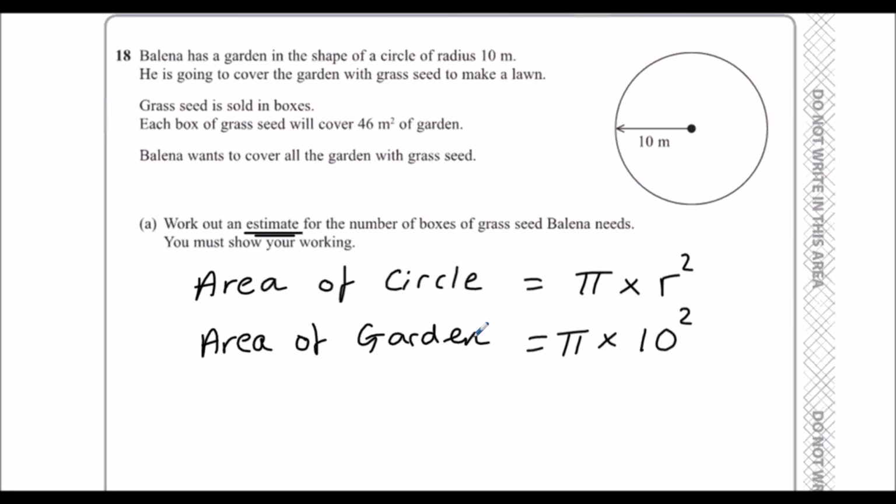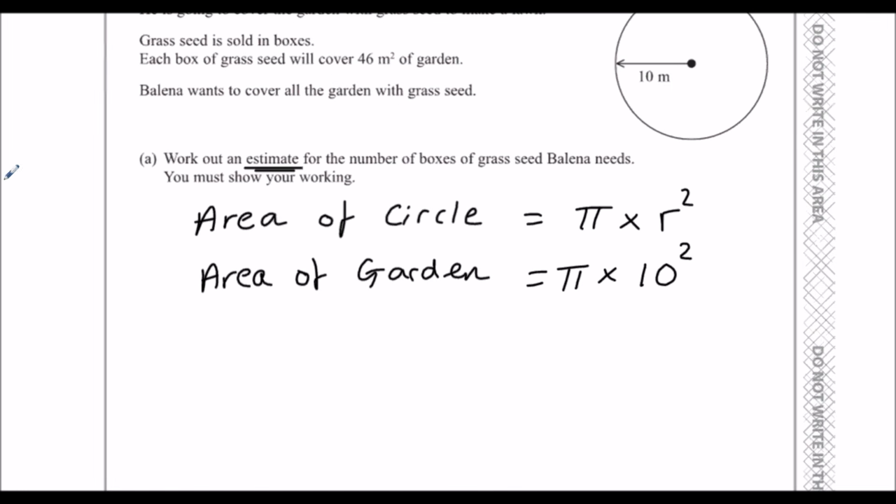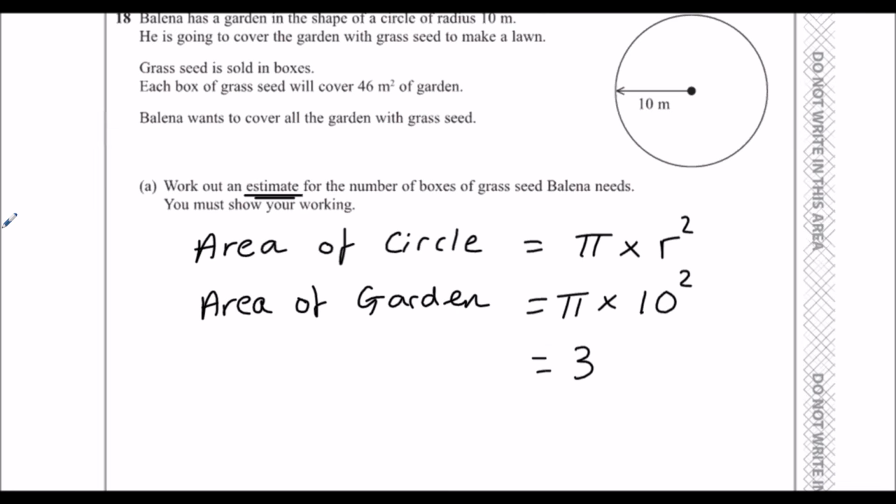Okay, so we're going to have to use an estimate for the value of pi, and we're going to use 3. So pi is 3.14, so we're going to use 3 as an estimate for pi, and 10 squared is 100, so that's 3 times 100, which is 300 meters squared. So the area of the garden is 300 meters squared, roughly, and each box of grass seed will cover 46 meters squared. Because it's an estimate question, we're going to round that.